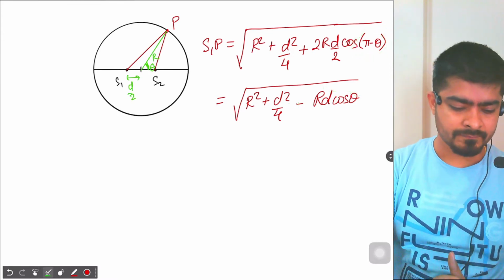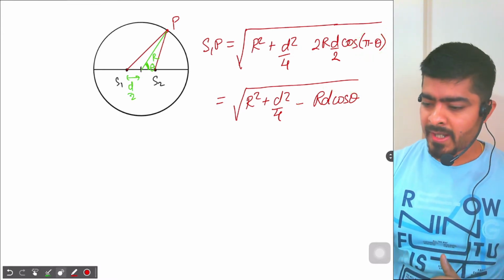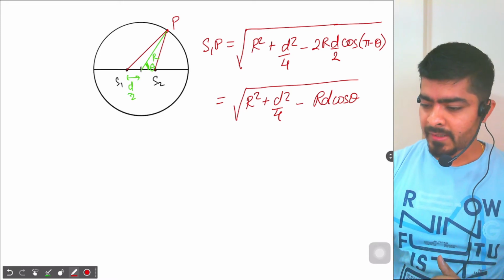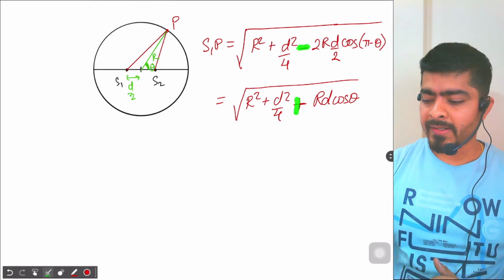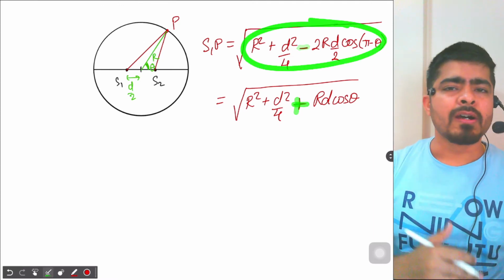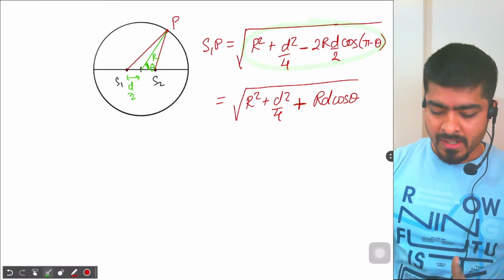Okay, I made a small mistake. Actually, this should be the minus sign, so here we get the minus sign, and here we will get plus. I'm sorry. Here we have the minus sign, here we have the plus sign. This is the formula for the side of a triangle. Now let's simplify this.